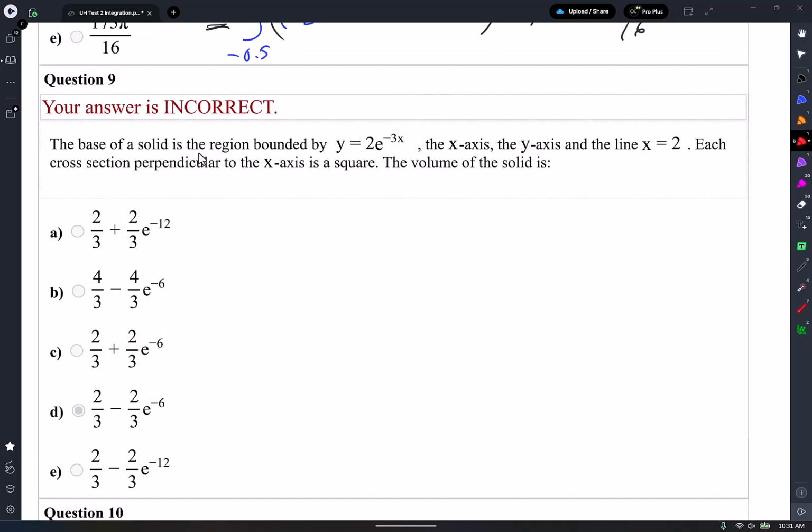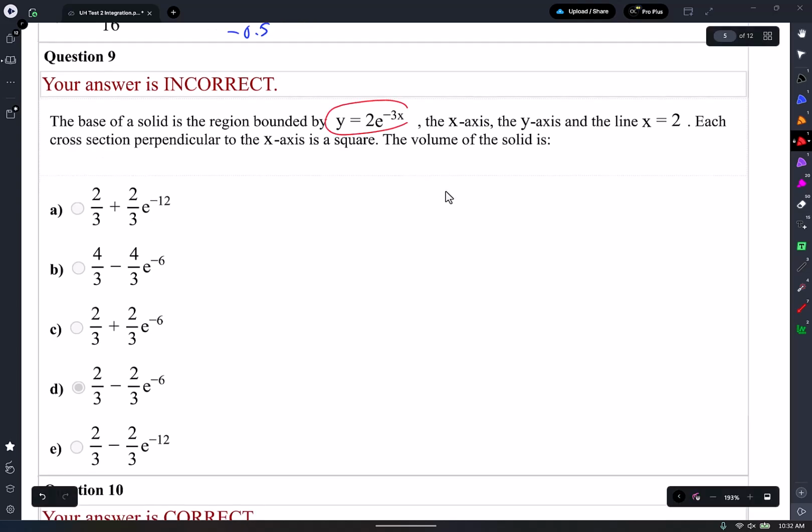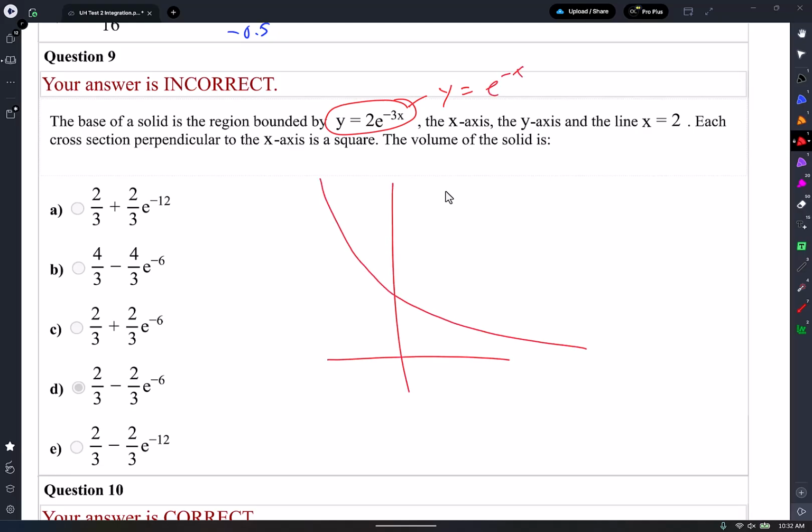The base of a solid is the region bounded by y equals 2e to the negative 3x, and the x-axis, the y-axis, and the line x equals 2. Each cross section perpendicular to the x-axis is a square. Okay, so you got to know how this looks. That looks like y equals e to the negative x. So you don't have to be perfect, guys. The x-axis, so this guy, and the y-axis, so this guy, and x equals 2. So here's x equals 2. So this is a region, and each cross section perpendicular to the x-axis is a square.